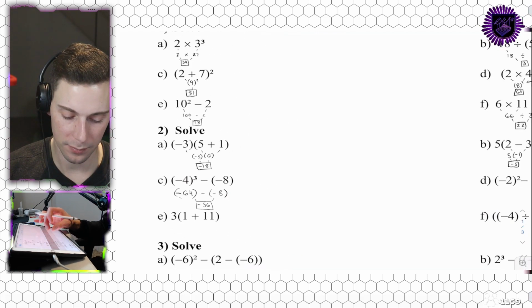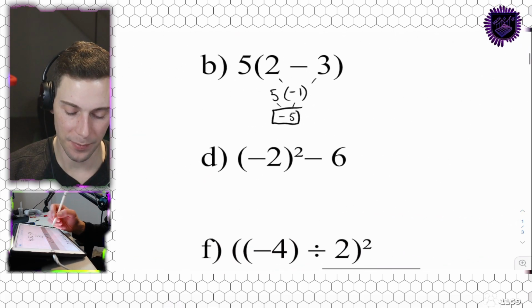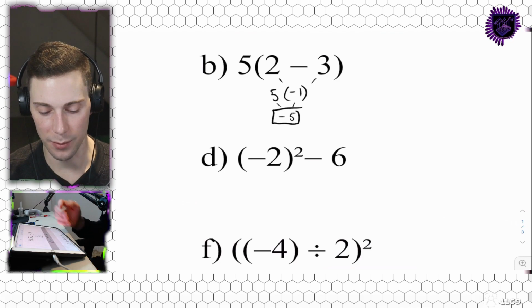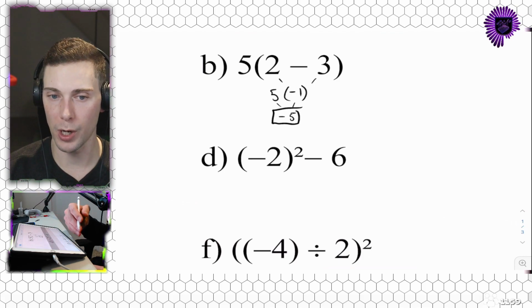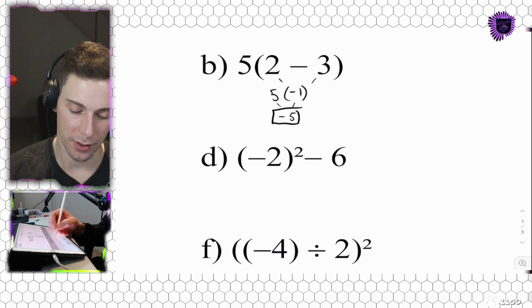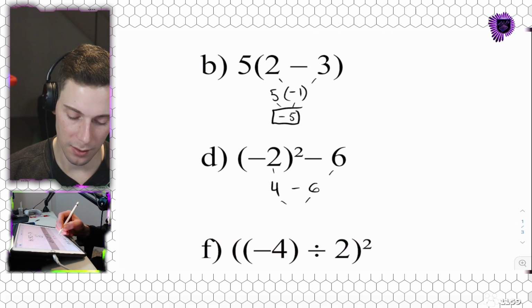All right. 2D. Once again, now this is the opposite side of that rule, right? It's an even exponent on a negative number within a bracket. And this is going to be positive 4. This is going to be 4 minus 6. And that, of course, is going to be negative 2 as our answer.